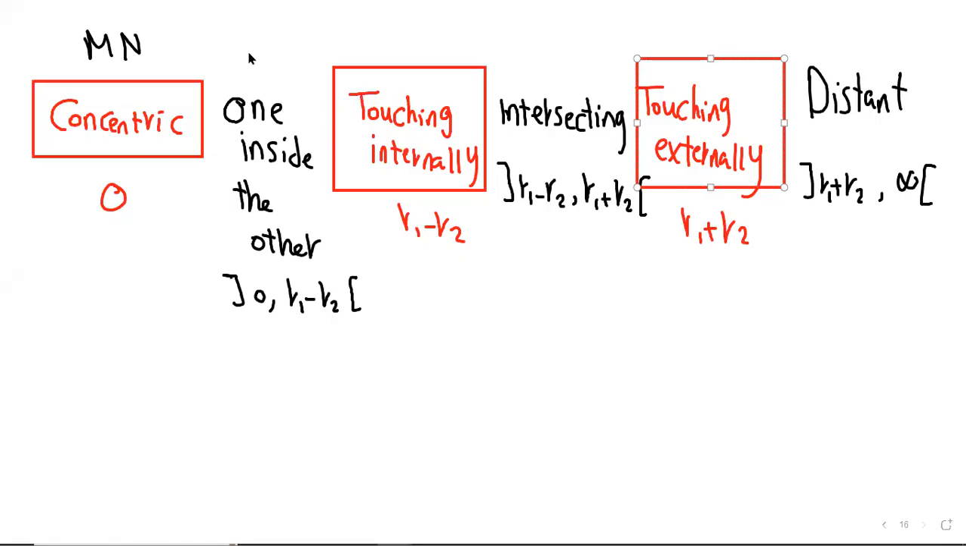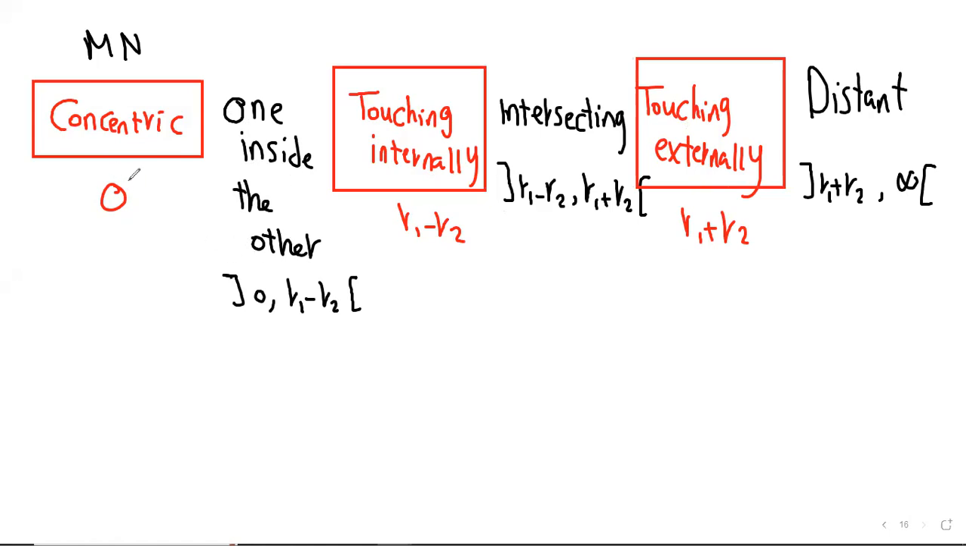So let's summarize them. If the two circles are concentric circles, then Mn, the length of the line of centers, equals 0. If they are touching internally, then Mn equals the difference between the two radii. And if they are touching externally, Mn equals the sum of the two radii. And if one of them is inside the other, then Mn is an interval.